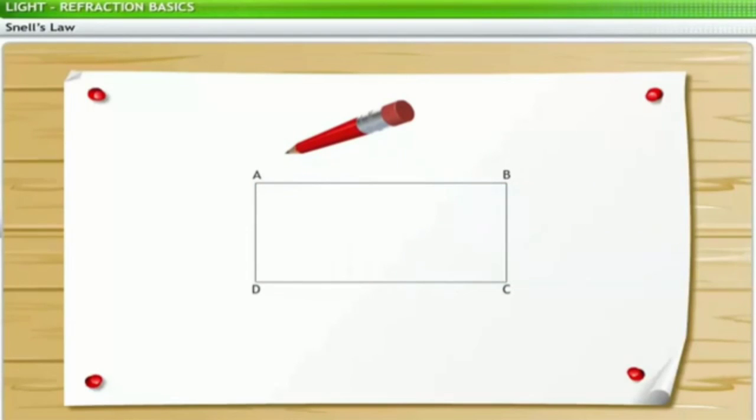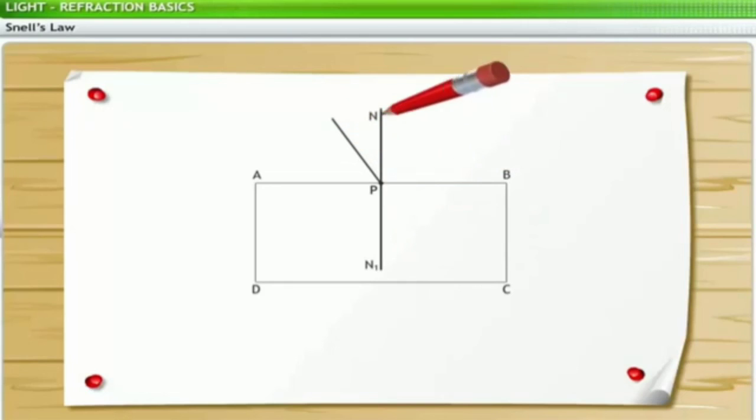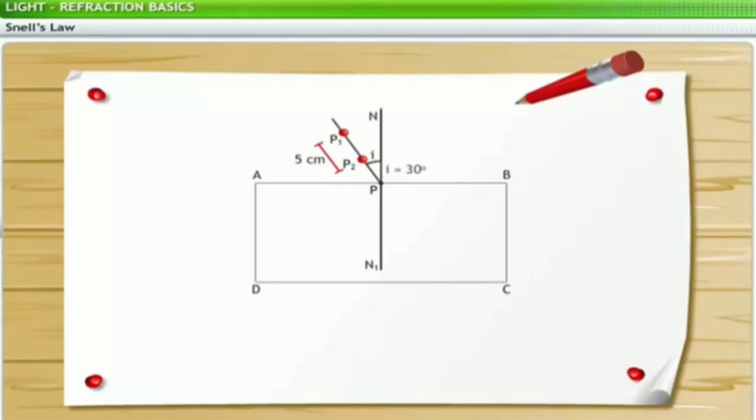For this experiment, we put a glass slab ABCD on a white paper and fix this paper on a wooden board. Next, we mark the boundary of the glass slab with a sharp pencil and then remove the slab. Then we mark a point P on side AB and draw a normal NPN1. In the next step, we fix two pins, P1 and P2, at an angle of 30 degrees to the normal in a vertical position. A minimum of 5 centimeters of distance is kept between the pins to ensure that the points are easily distinguished.